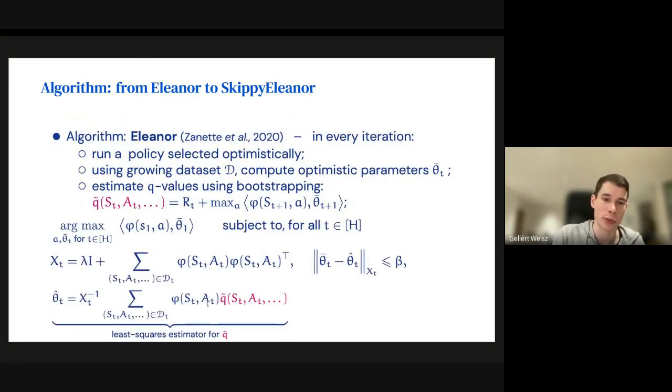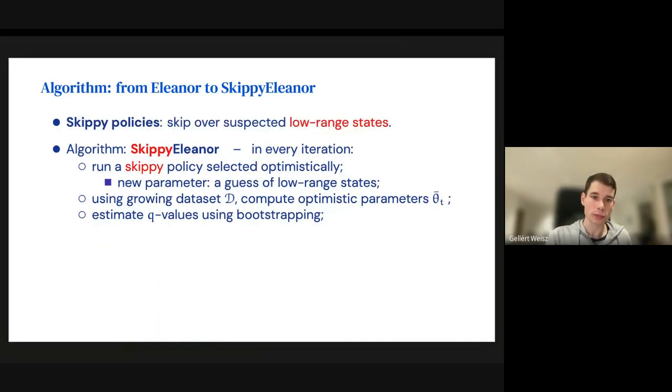The reason why it works for linear MDPs is because these Q tildes are realizable. Their expectations are realizable. And this will not, in general, hold for qπ-realizable MDPs. This is the difficulty we have to overcome. So what we modify with Eleanor is that we will call the algorithm Skippy-Eleanor, and instead of running policies, we run Skippy policies. And the Skippy policies skip over suspected low-range states.